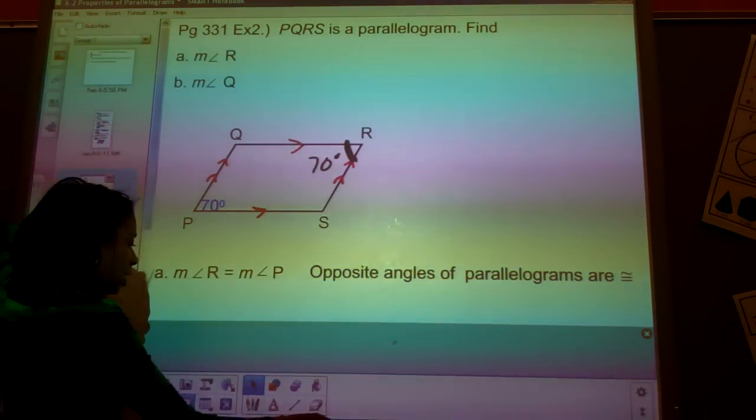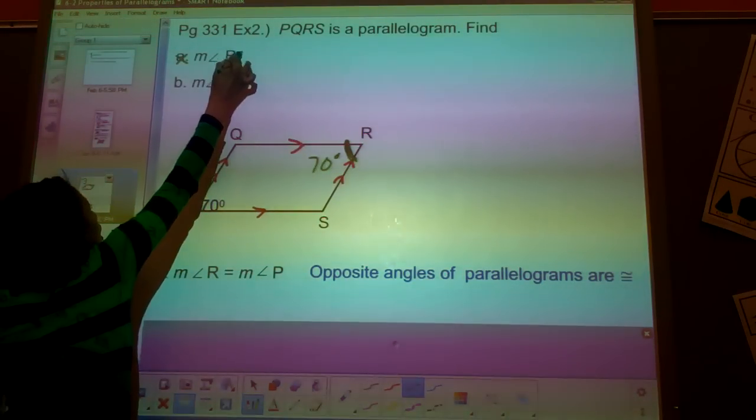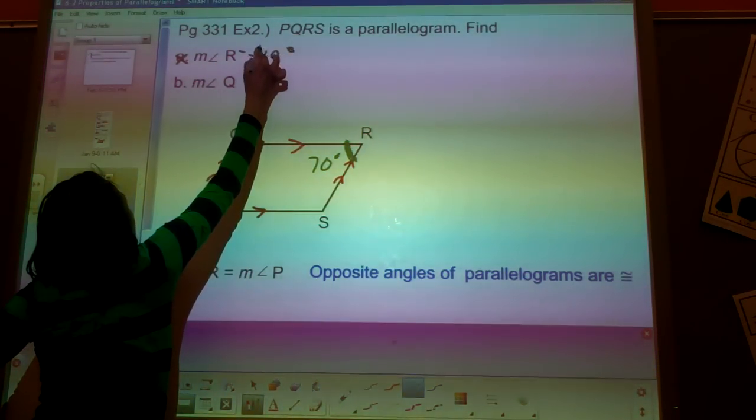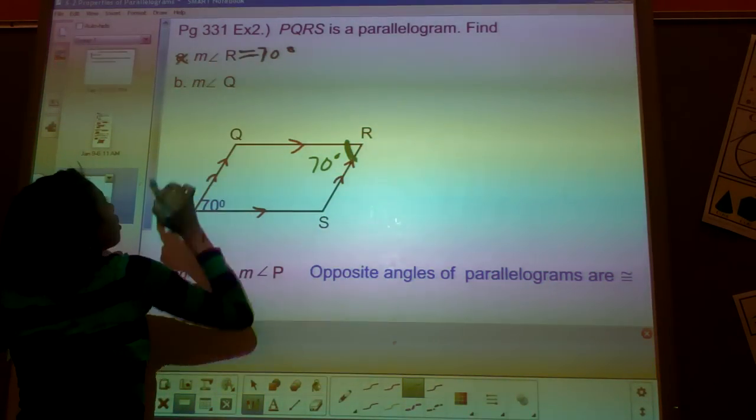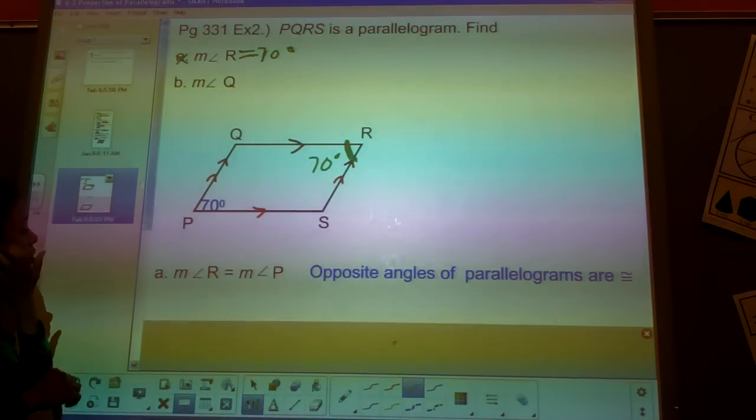Now I need to do B. I just did A. The measure of angle R is equal to 70 degrees. That's what that's supposed to say.